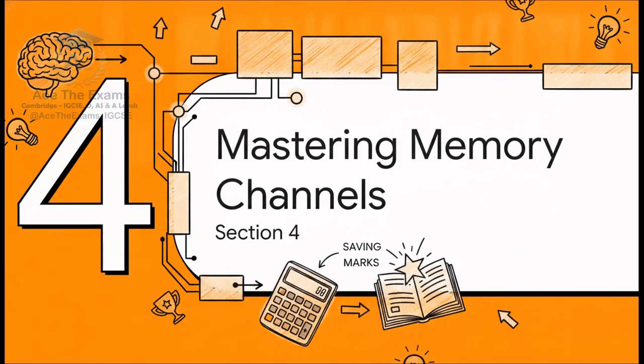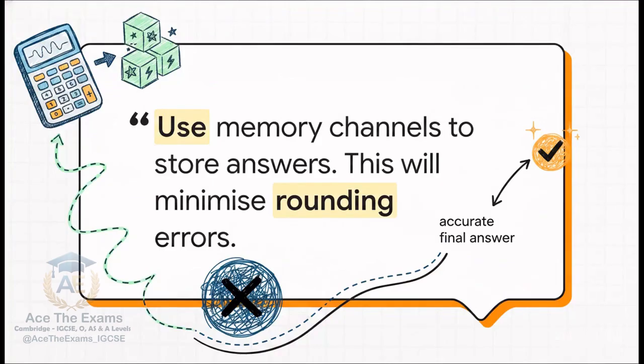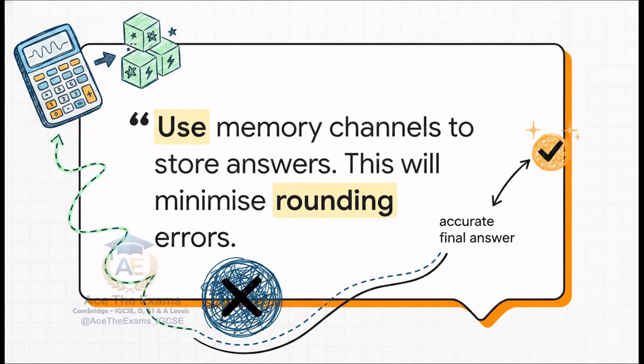All right, it is time for Section 4, Mastering Memory Channels. Let's get into the advanced tactics. Listen, if you take away only one single technique from this entire explainer today, let it be this. The source material states it incredibly clearly, and it is the absolute golden rule of Cambridge mathematics. Use memory channels to store answers for subsequent calculations. This will minimize rounding errors.